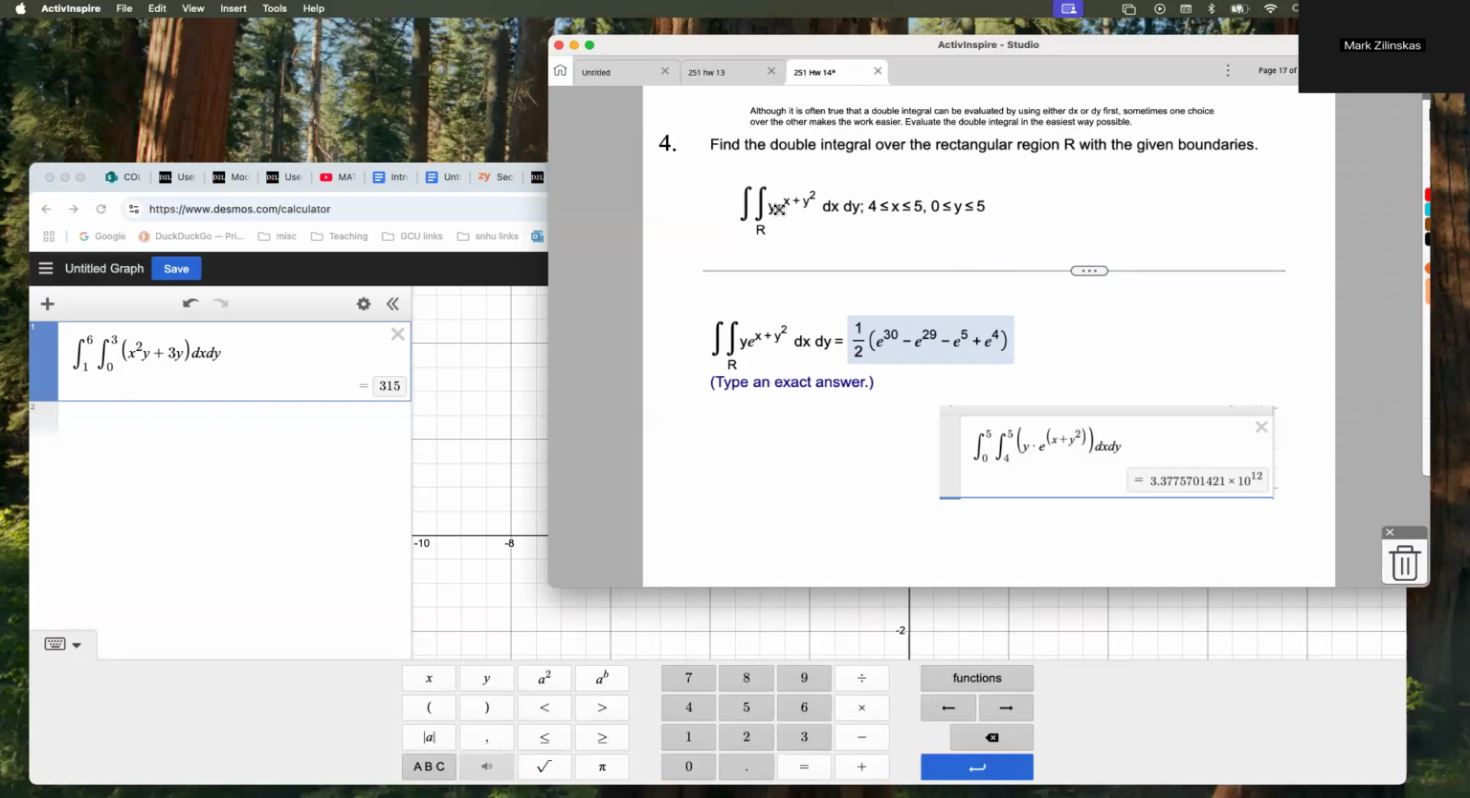Okay, so I have this little phrase up here. Sometimes you can evaluate it one way or the other, but sometimes one way is better than the other. Meaning x or y first. So for this particular one, notice the very first thing you do, if you key it in there, you're not going to get the exact answer, and you're going to have to type one in. Okay, so you're not going to get away with using Desmos all the time. We can sometimes, but not all the time. So how do we get this big mess right here? Well, let's take a look at how to do that.